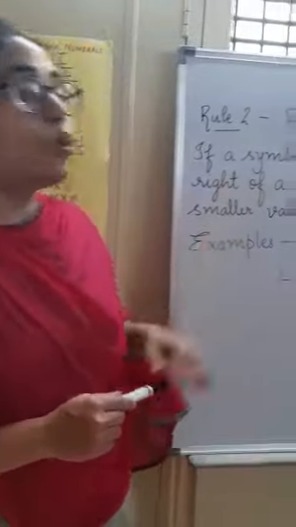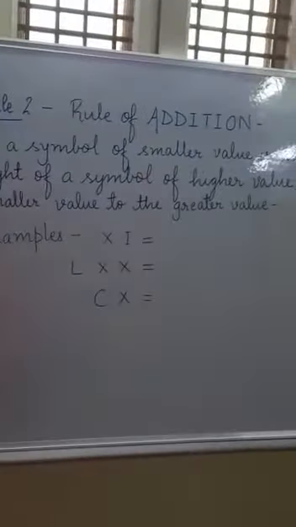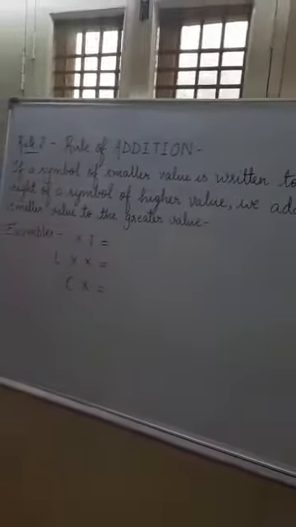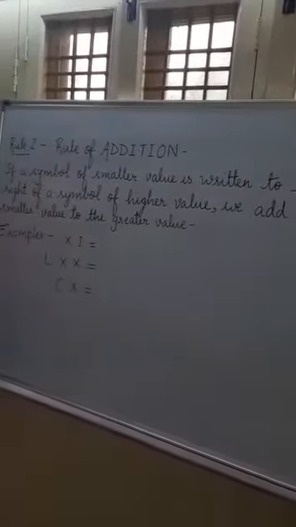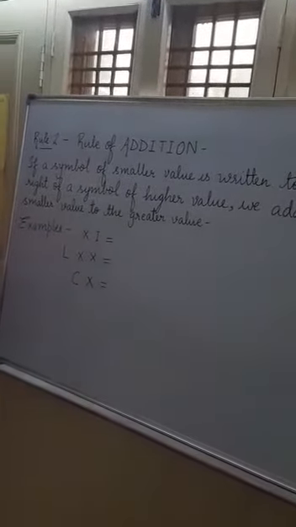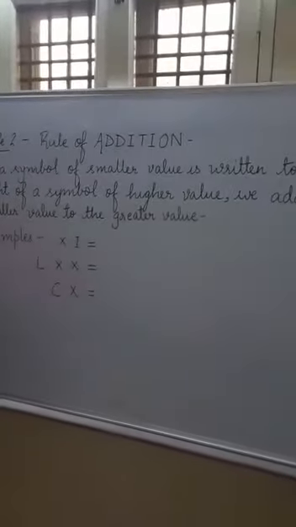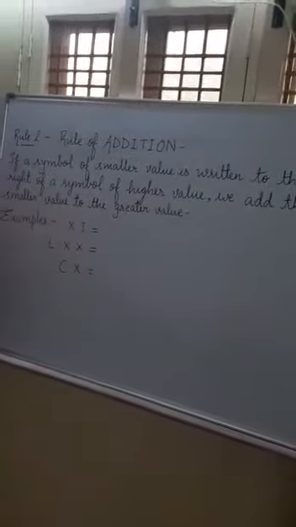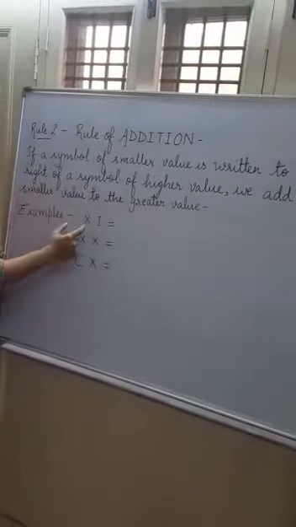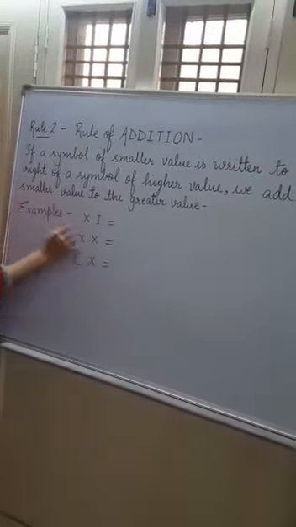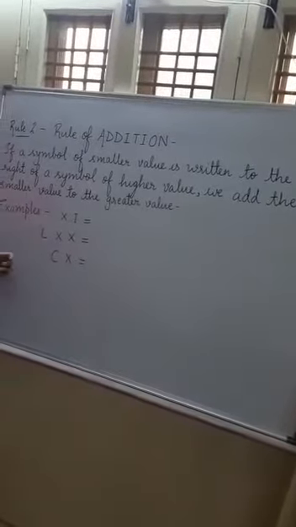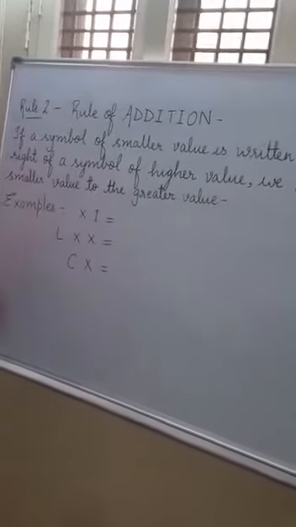Rule number 2 is the rule of addition. That states that if a symbol of smaller value is written to the right of a symbol of higher value, we add the smaller value to the greater value. That means if the bigger Roman numeral is written first and next to it, to its right, the smaller numeral is written, we add the smaller one to the previous given higher value.